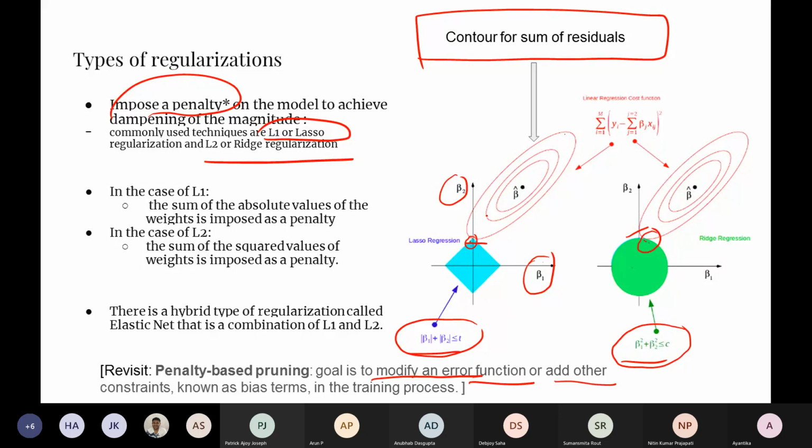Okay, so this is the last point where we are considering regularization. Our objective is not to introduce sparsity, but eventually we are getting some sparsity. Okay, is this part clear?